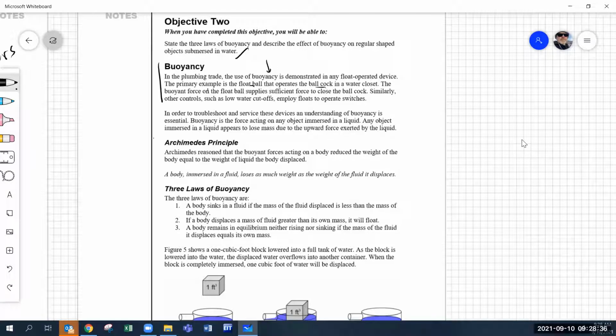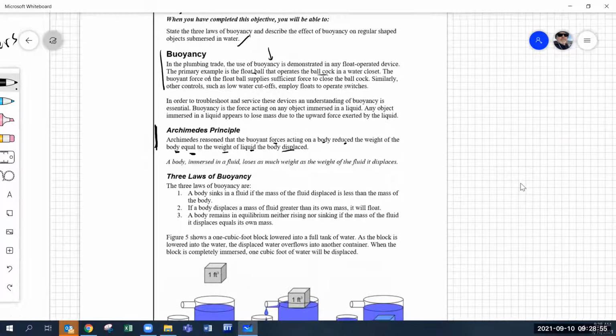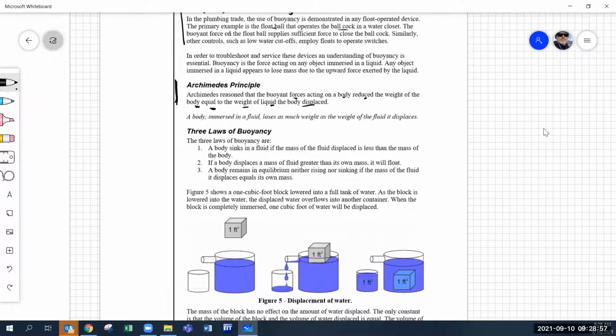Now, Archimedes' principle is the reason that the buoyant forces acting on the body reduce the weight of the body equal to the weight of the liquid the body displaced. So we'll try to break that down a little bit more for you.